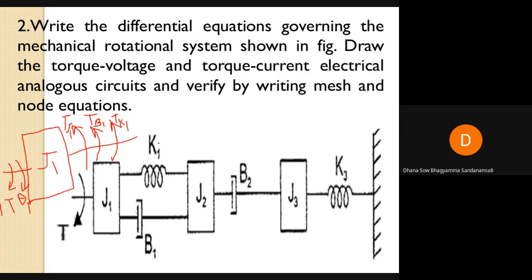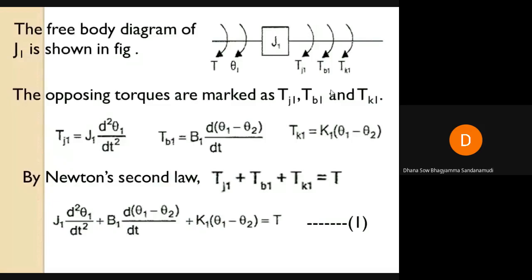Node 1, J1. Applied torque is T1. Angular displacement I am assuming as theta 1, angular velocity I will assume as omega 1. So now let us go. This is it: J1, B1, K1. Here B1 and K1 are in between.